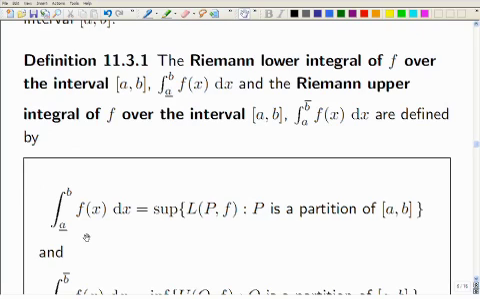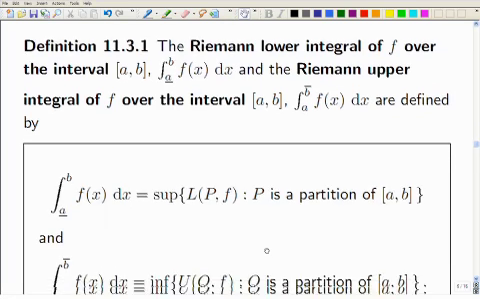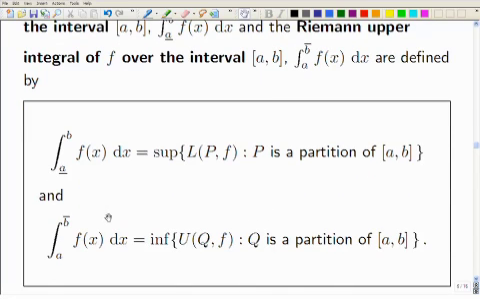The Riemann lower integral is the estimate from below. You look at all the different partitions, and they all give you these lower Riemann sums, estimating the thing from below. You look at all these estimates from below, and you take the supremum, and you call that the Riemann lower integral, which is about the best you could do from below using rectangles. And the Riemann upper integral is about the same.